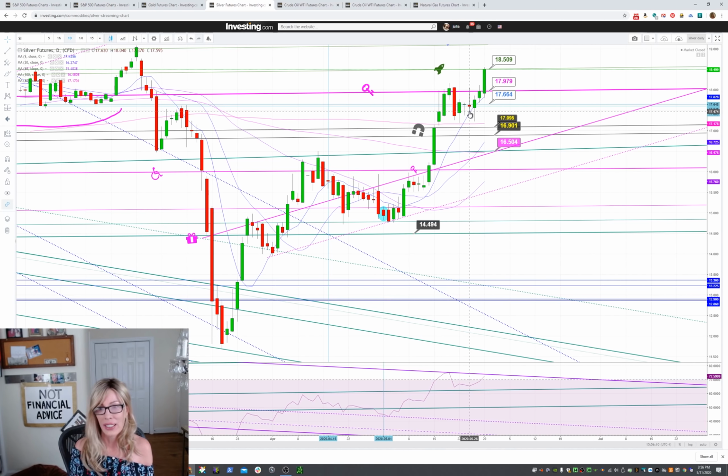It really just didn't look to me like it was going to go back and test that. And I was afraid, and this did happen, that if it did break out, it would happen in the middle of the night. And I wasn't trading futures, I was trading an ETF. And I didn't want to miss out.